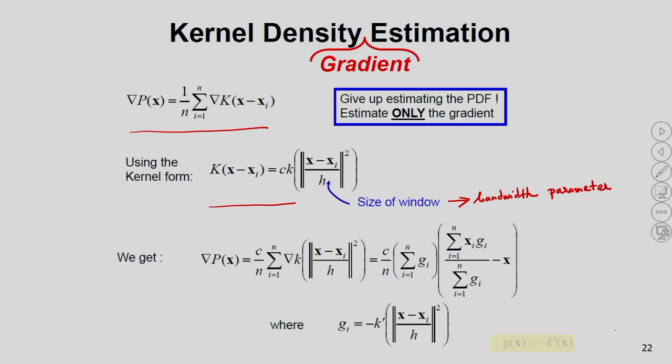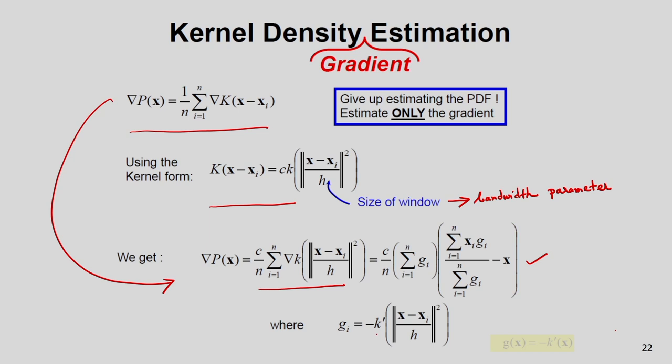So it is also called the bandwidth parameter, that is actually the radius of the kernel. So this kernel we can consider in this example. And if I take the gradient of this kernel, from this expression, and do some mathematics, I will get this expression. So g_i is nothing but minus k dash of norm (x minus x_i)/h squared. So in this case, we are considering g(x) as minus k dash x, that is actually the derivative of the kernel profile.